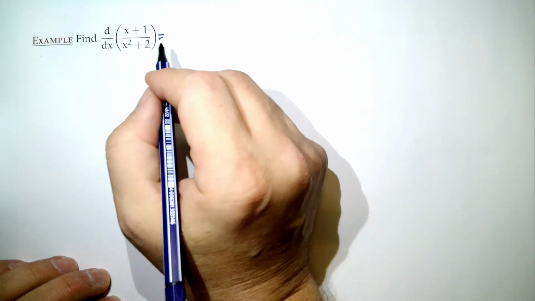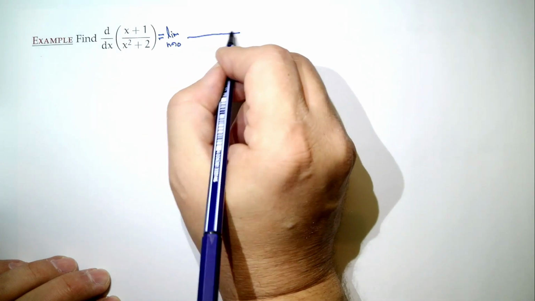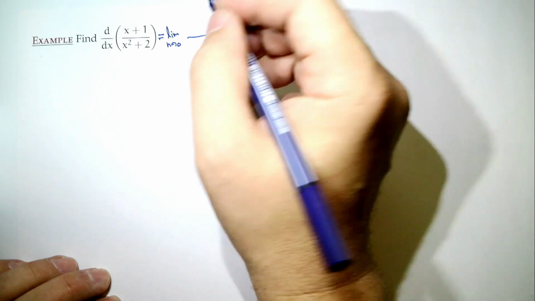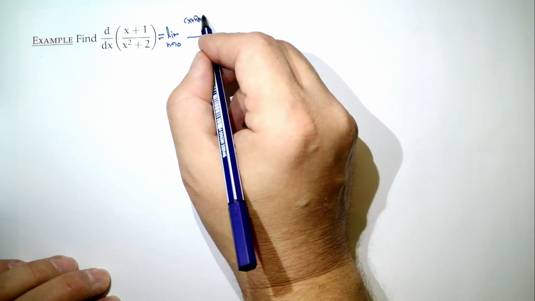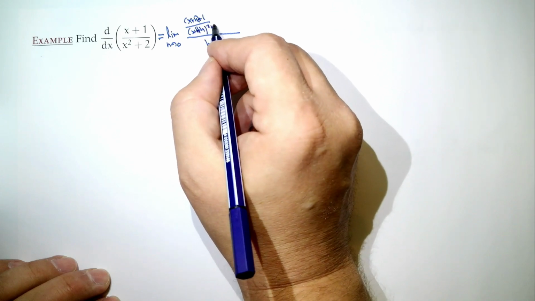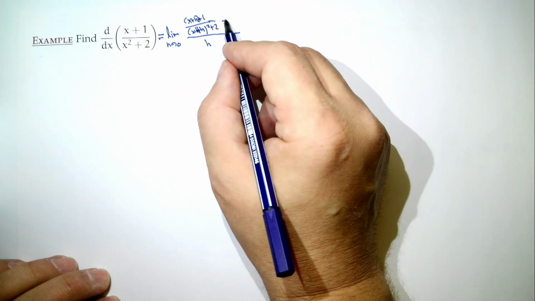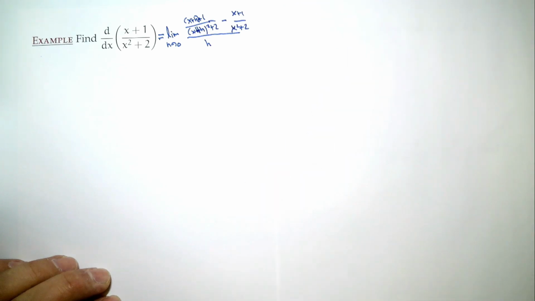All right, so what do we get? This is the limit as h goes to 0 of, good news, downstairs is easy, h. Upstairs, it's (x plus h plus 1) over ((x plus h) squared plus 2), minus (x plus 1) over (x squared plus 2). So I said, look, everywhere there's an x, I put in an x plus h. Subtract, just put in x. In other words, f of x plus h minus f of x.